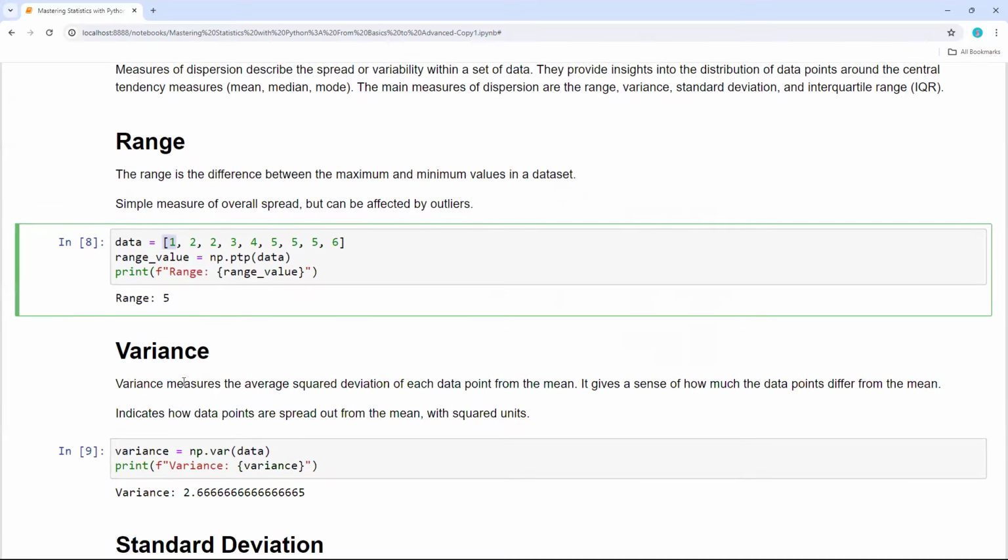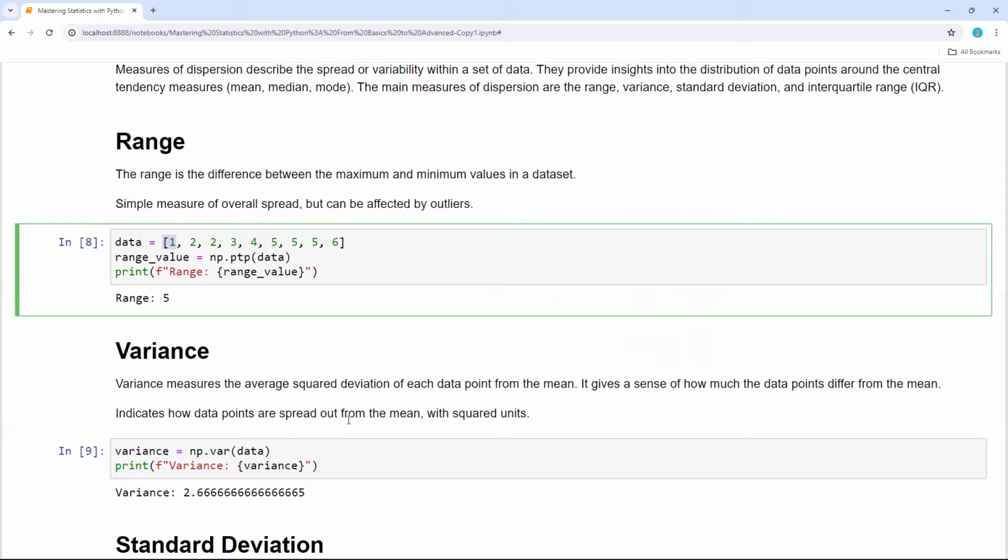Variance measures the average squared deviation of each data point from the mean. It gives a sense of how much the data points differ from the mean. It indicates how the data points are spread out from the mean, with squared units.